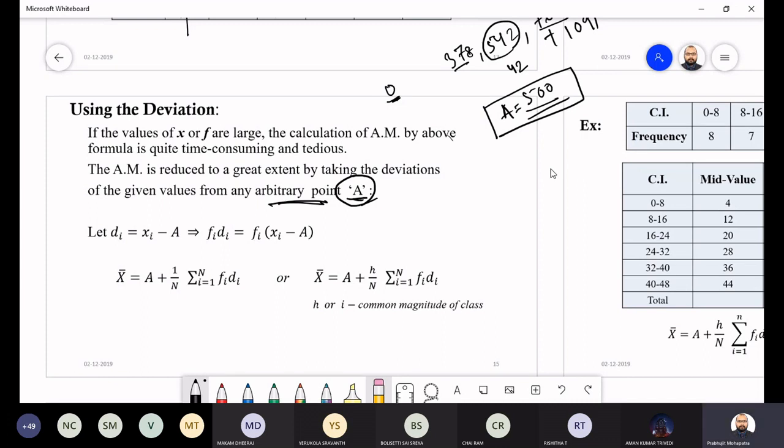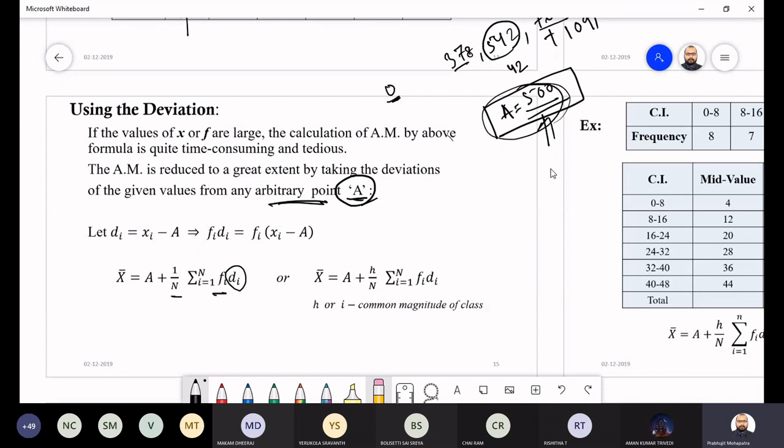Here the calculation will be a little easier, but you have to take care of certain things. Whenever we take the arbitrary point, you have to shift all the points according to that point. And previously what did we used to do? We used to do fi into xi divided by n, where xi means the class interval midpoint.